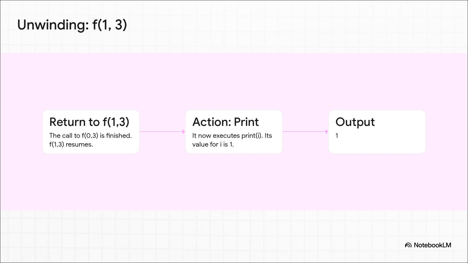So where does it return to? To the function that called it, f(1, 3). Now that function can finally move on to its next line of code, which is print i. And what was the value of i inside this function? It was 1. So the very first thing that gets printed is 1.